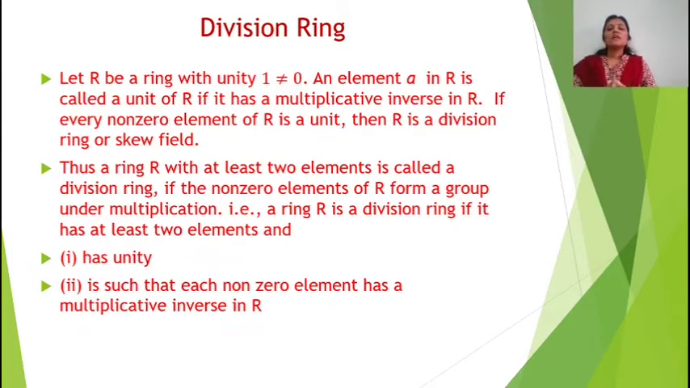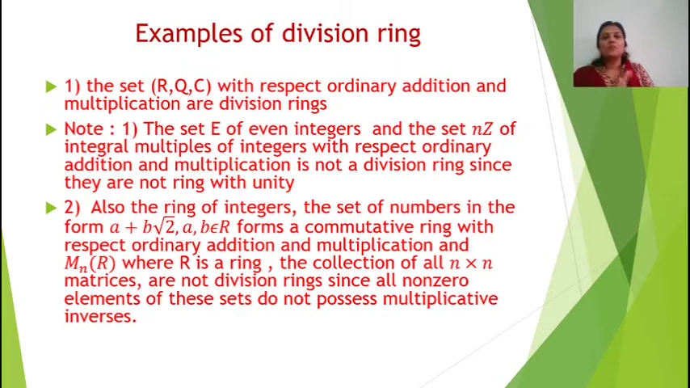Thus a ring R with at least 2 elements is called a division ring if the non-zero elements of R form a group with respect to multiplication. That is, a ring R is a division ring if it has at least 2 elements and has unity such that every non-zero element has a multiplicative inverse in R. Now we have examples of division rings.